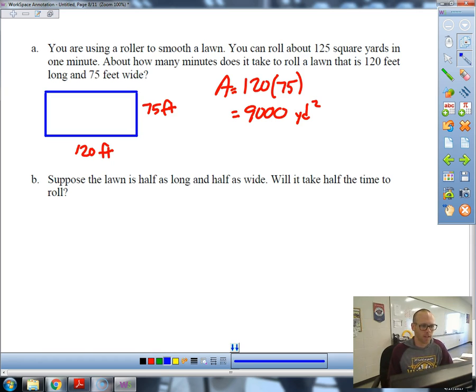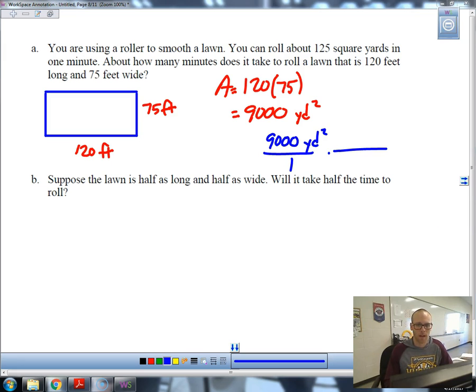Just like the last problem, we're going to take this area and we want an answer in time, in minutes, so we'll use that same process. I'm going to take my area and put it over 1, and multiply it by another fraction, just like last time. Thinking about my joke too much, I goofed up my units. This is not yards. Why do you think I got goofed up here? That's square feet.